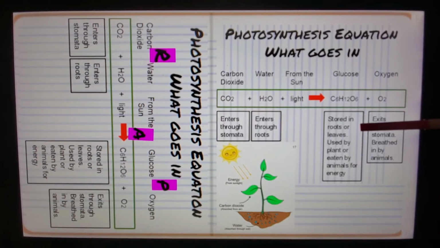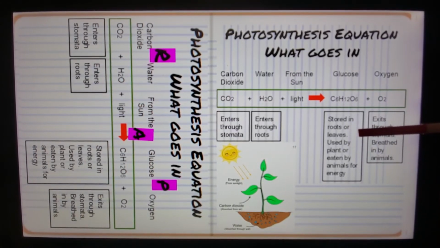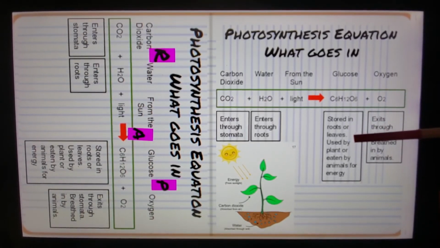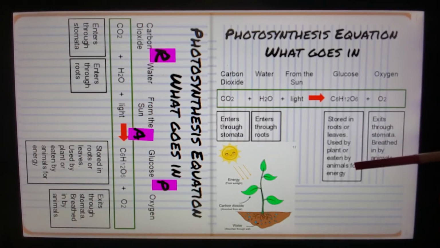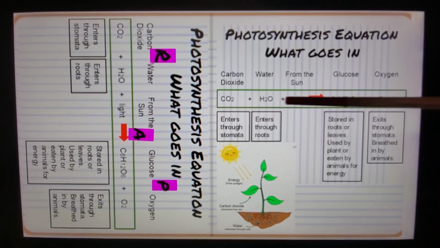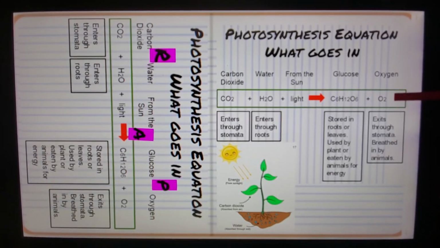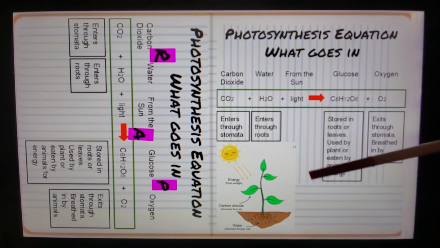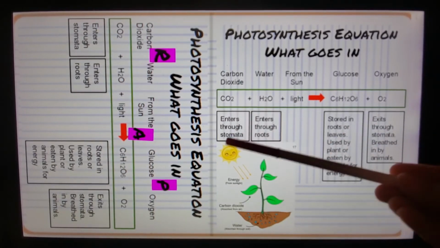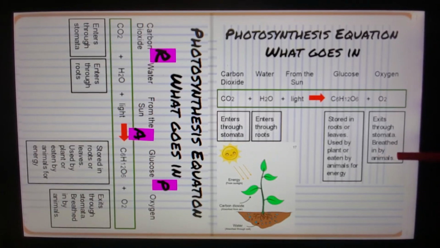Okay? Now the glucose, the plant is going to store in its roots and its leaves. And when it needs it, it'll go pull that out. Or it can be eaten by an animal and used for its energy. The other thing that comes out of these things reacting together, another product, is oxygen. And those same little holes where the carbon dioxide went in, the stomata, is going to be where the oxygen is going to come out.